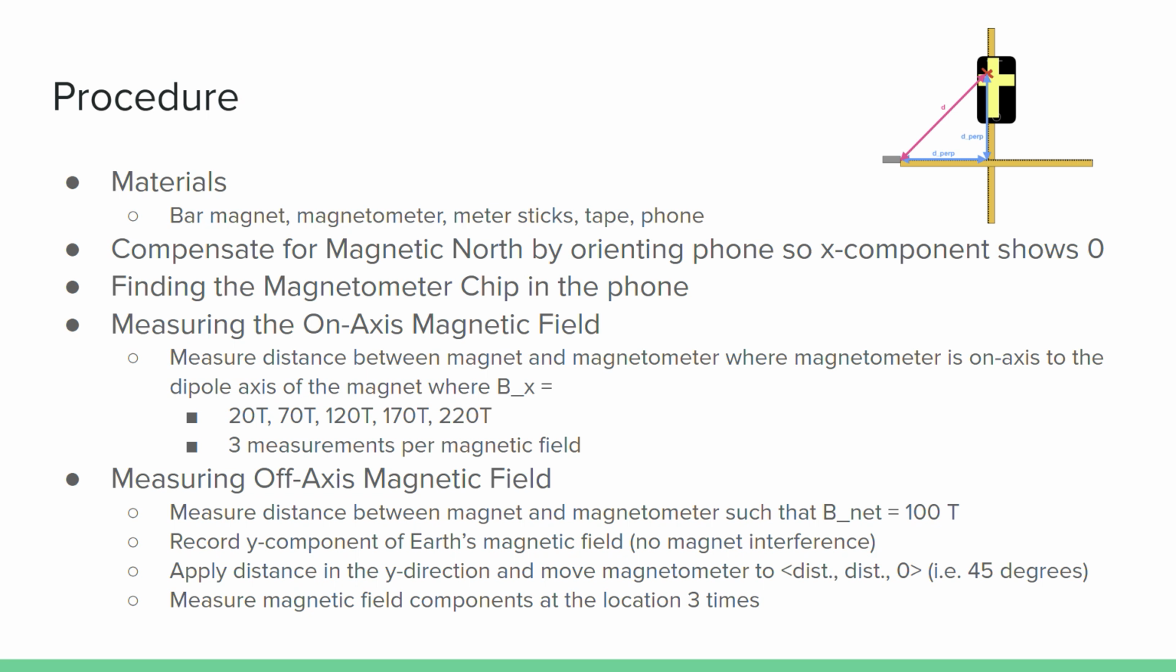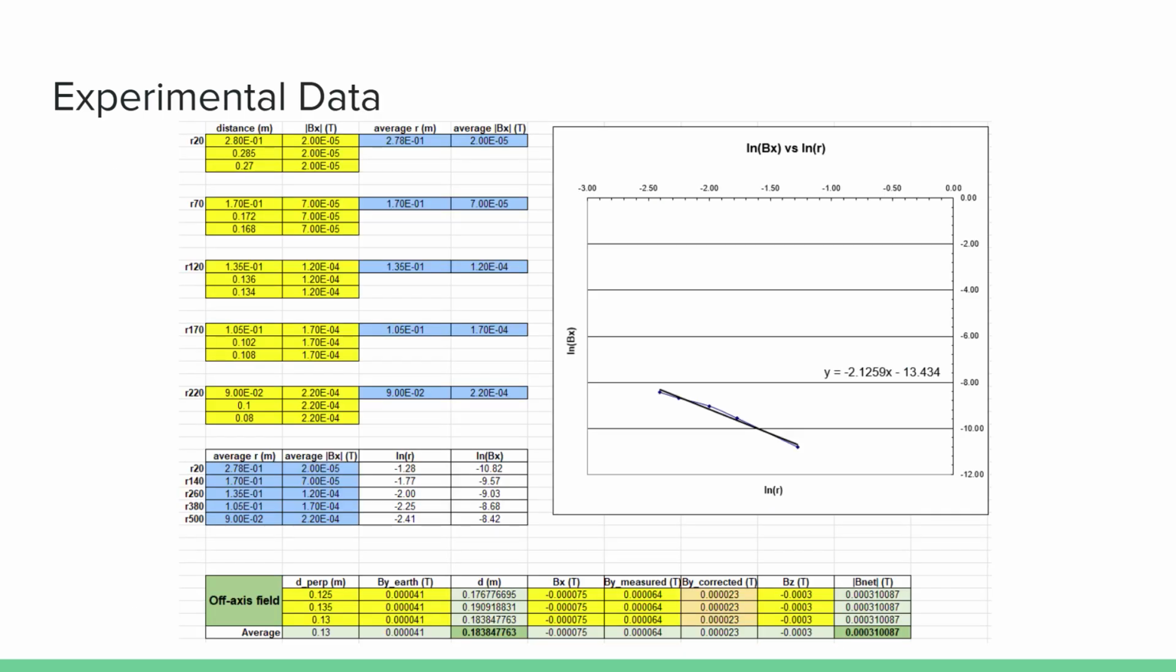For the off-axis magnetic field, we record the y component of the magnetic field, where the net magnetic field is 100 microteslas, and we apply this distance in the y direction to move the observation location to some distance 45 degrees out, and we measure magnetic field components at this location 3 times as well. Overall, we have this experimental data here where we fill in the yellow boxes and we get the graph on the right.